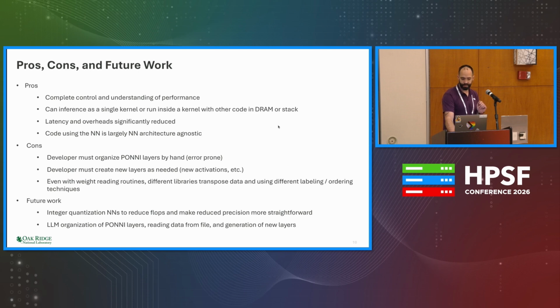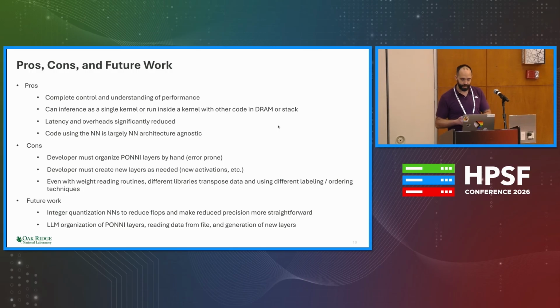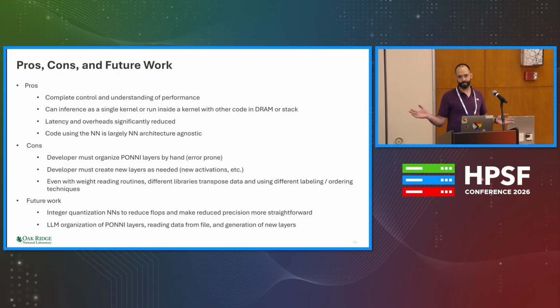Just looking at pros and cons in future work, you do have control over the performance with this. You can do it as a single kernel or in the same kernel as other work, and you significantly reduce the overheads. And largely, the code that's using the neural networks doesn't need to know about the neural network architecture. That's all kind of done behind the scenes.